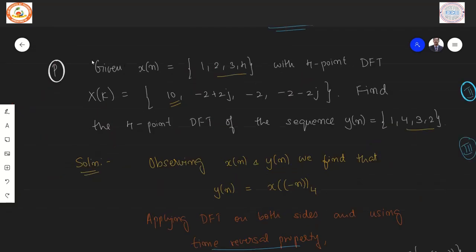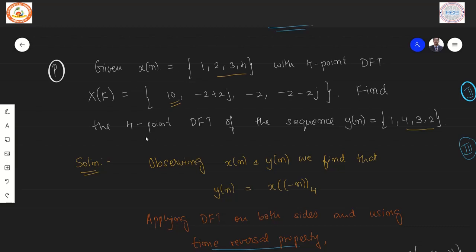Let us take a simple numerical. Given x of n is equal to 1, 2, 3, 4 with 4-point DFT, X of k is equal to 10, minus 2 plus 2j, minus 2, minus 2 minus 2j. So here they have saved you the trouble of calculating the DFT. They have directly mentioned the sequence as well as its DFT.